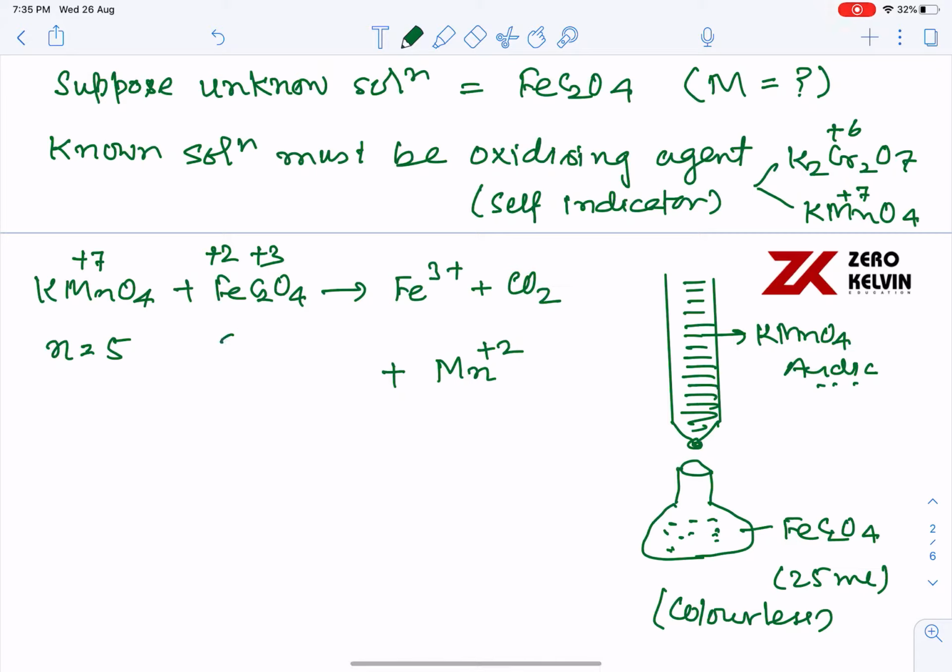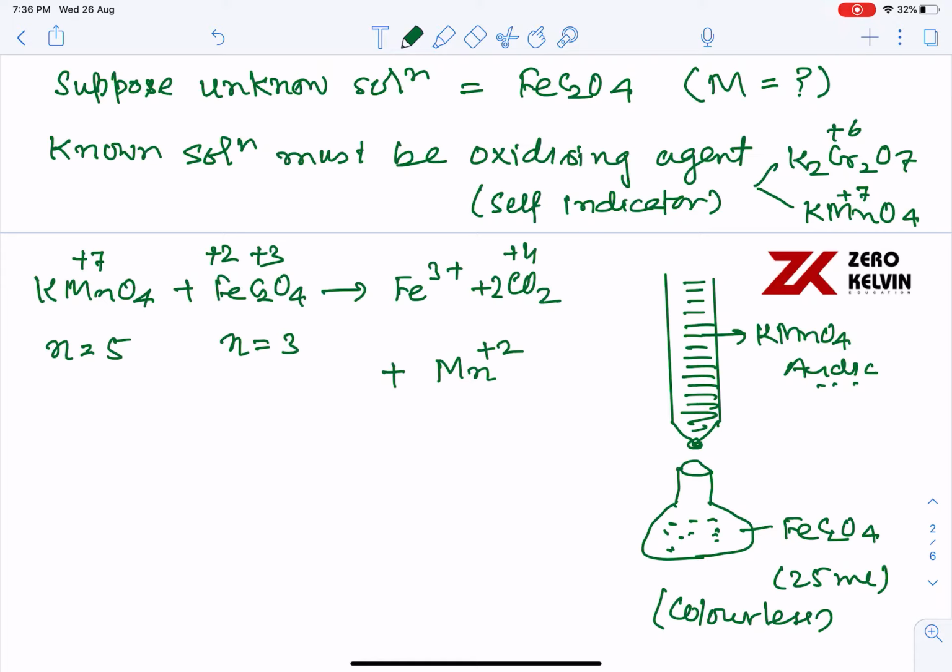For this, the N factor is 3. Why? Because carbon is going to convert from +3 to +4. So for one carbon there is a loss of 1 electron, but we have 2 carbons per mole of ferrous oxalate. So for 2 carbons there will be a loss of 2 electrons. Apart from that, for iron there will be a loss of 1 electron. So the total loss of electrons per mole of FeC2O4 is 3. That's why the N factor is 3.